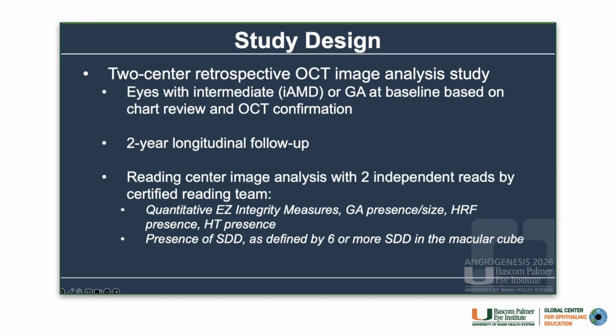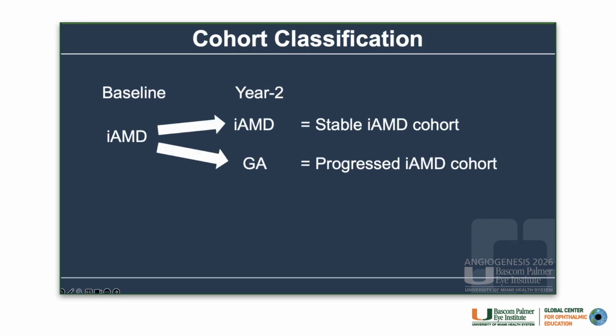This was a retrospective image analysis study from 2 centers in eyes with intermediate AMD or GA at baseline with 2-year longitudinal follow-up. Reading center image analysis was performed with 2 independent reads, one for the quantitative ellipsoid zone integrity measures and the second for the presence of SDDs. The focus of this analysis is the intermediate AMD cohort, with those eyes that went on to maintain their intermediate AMD status compared to those eyes that went on to geographic atrophy.